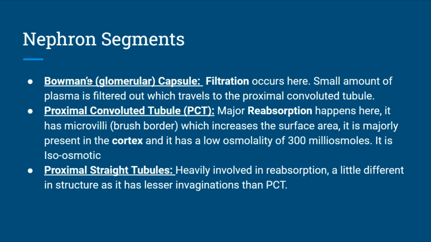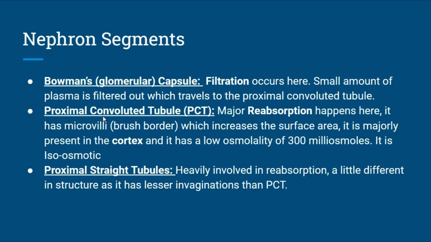So now let's look at the nephron segments. We have discussed that before, but here let's look at it from the physiological point of view. It's just an overview. We have a Bowman's capsule, or glomerular capsule. The major process, filtration, occurs here. A small amount of plasma is filtered out, which travels to the proximal convoluted tubule.